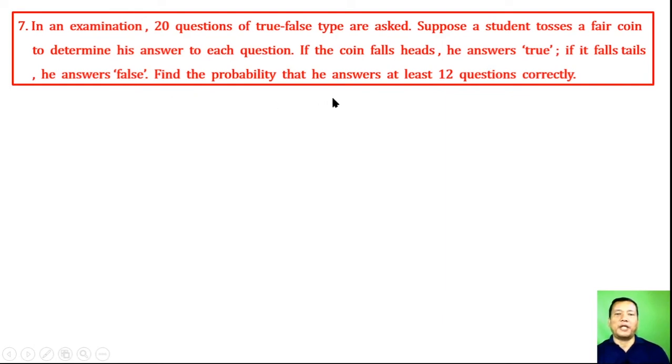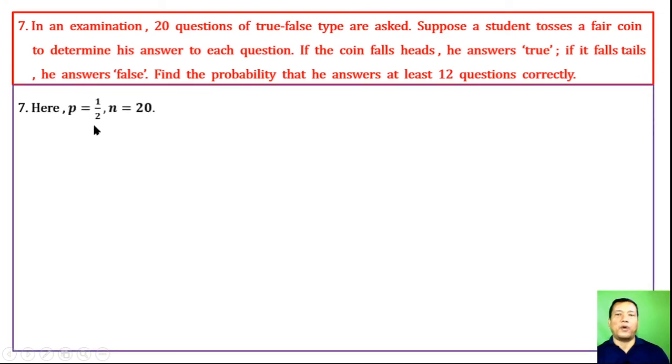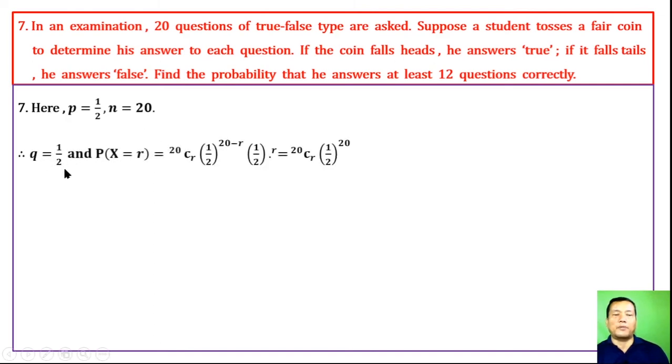Find the probability that he answers at least 12 questions correctly. Here P is 1 by 2, because for the true or false question, true is half and false is also half. N is 20, therefore Q is also half clearly. And P of R successes is 20 C R, P whose value is half to the power 20 minus R, which is Q, and which is P whose power is R. Multiplying these two factors, we get this.